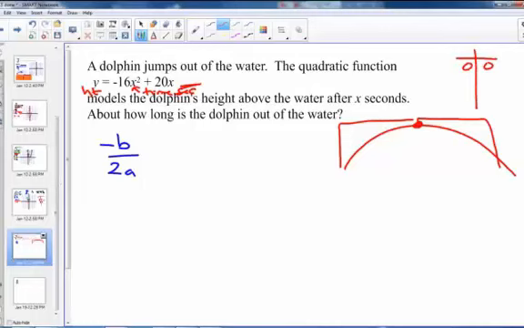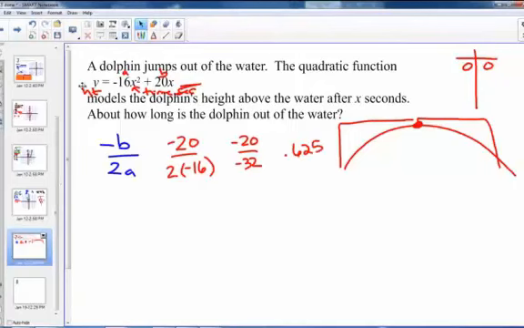So the peak would be the line of symmetry, which is -b over 2a. That's -20 over 2 times -16. A is the -16, B is the 20. So that's -20 over -32. So that would be 0.625.